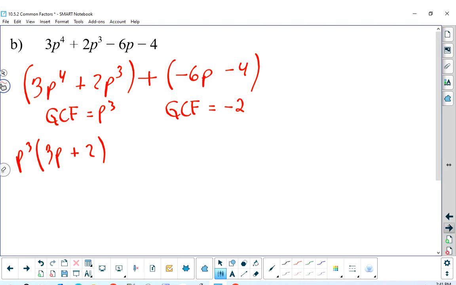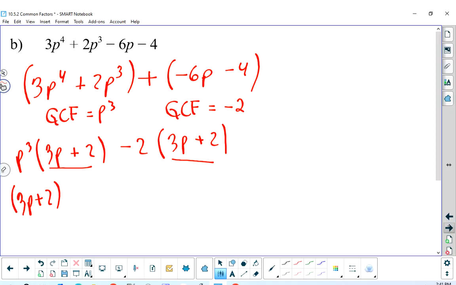The reason why I want to factor out negative 2 is because then I will be left with positive 3p plus 2, and this matches with that. Which means I can factor the 3p plus 2 out and be left with p cubed minus 2.